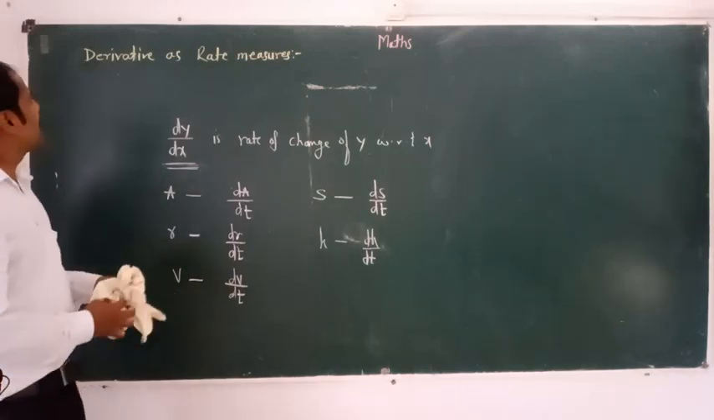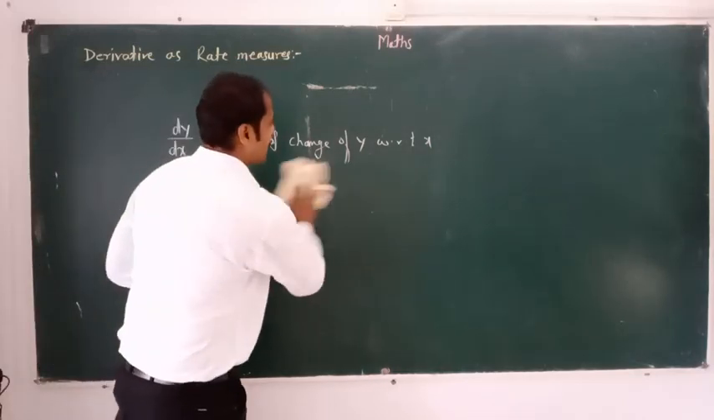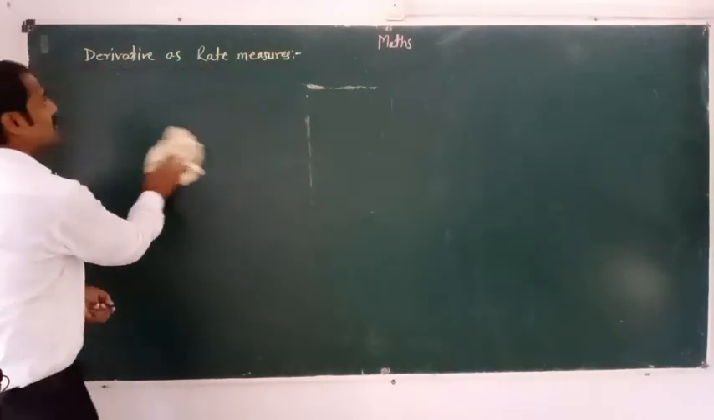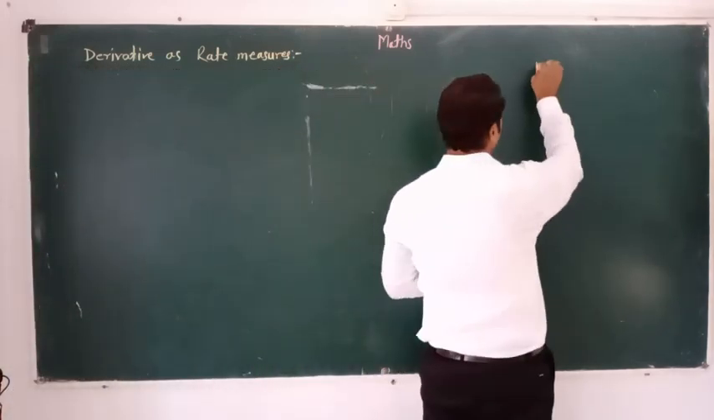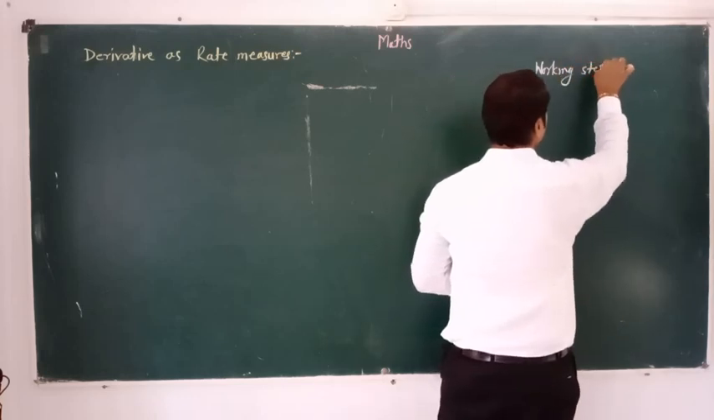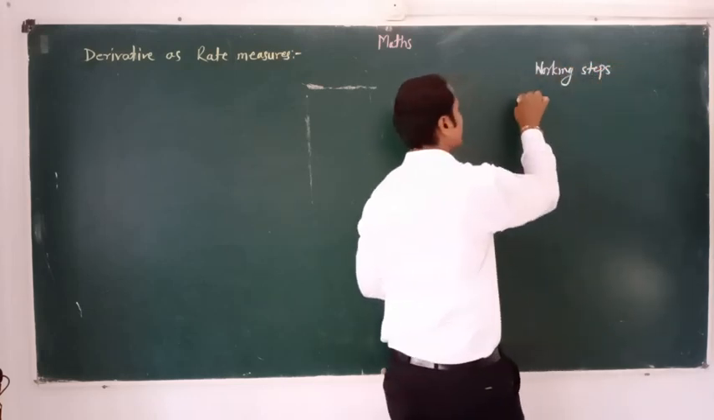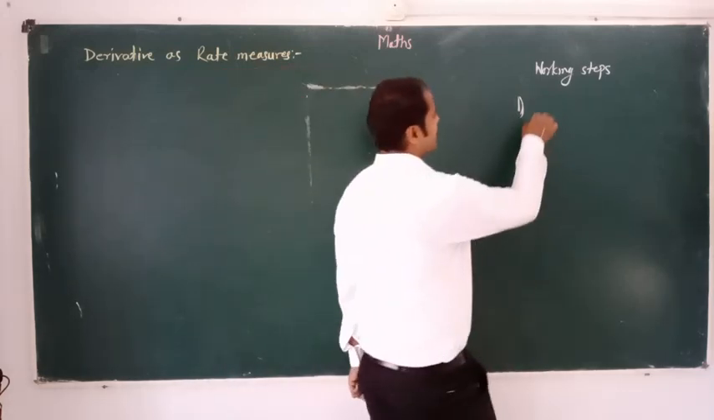To solve examples on rate measures, there are a few working steps. What are the working steps to solve an example on rate measures? The first step is to write the given quantities.